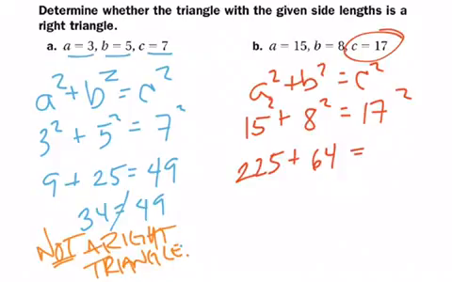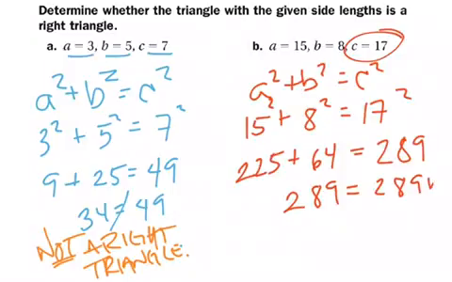17 squared is 289. Okay? Now, 225 plus 64 is 289. So now we can see that this statement is true. Thus, this is a right triangle.